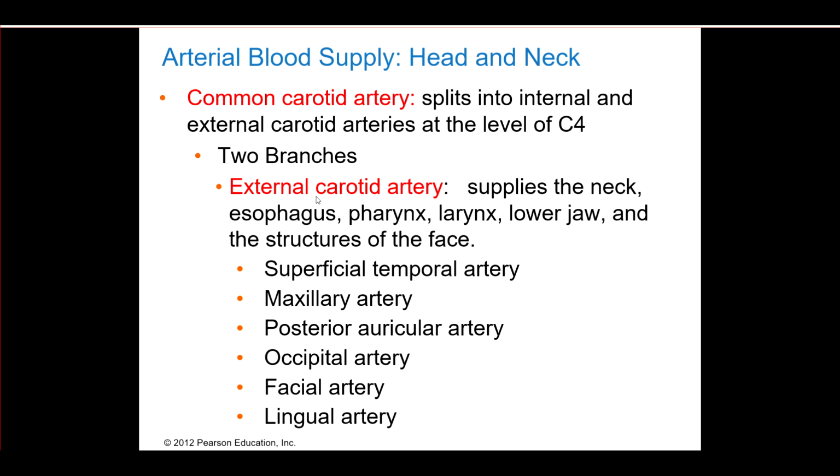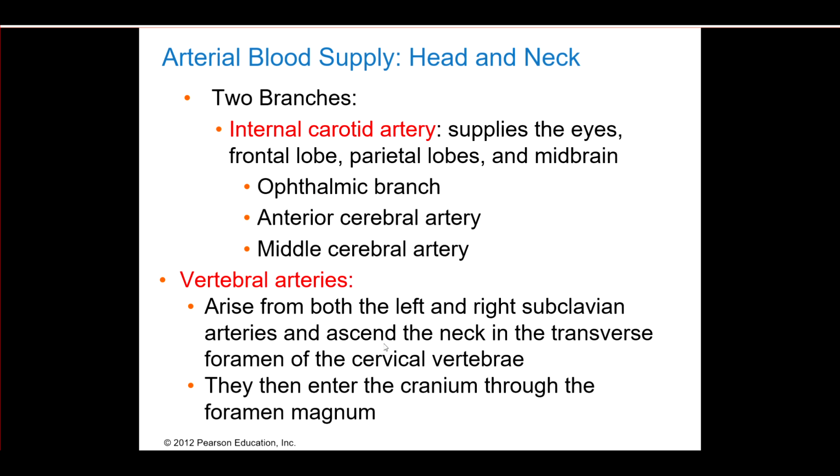And this external carotid artery has many branches, right? You'll see there's something called the superficial temporal, the maxillary artery, posterior auricular. You may guess where that's going. The occipital artery, you can guess where that's going. The facial artery and the lingual artery, you can probably guess where that's going also. So let's take a look at what I'm talking about here.